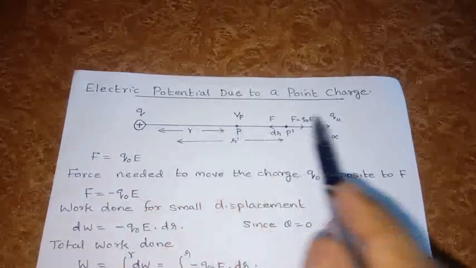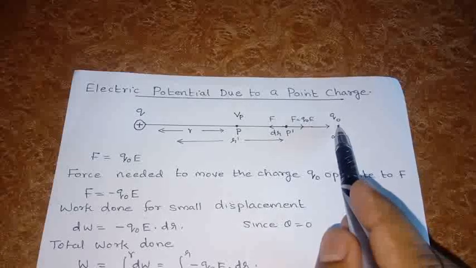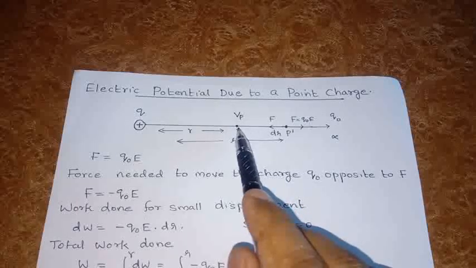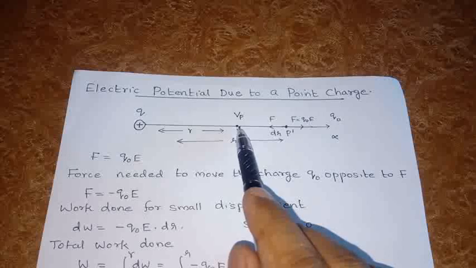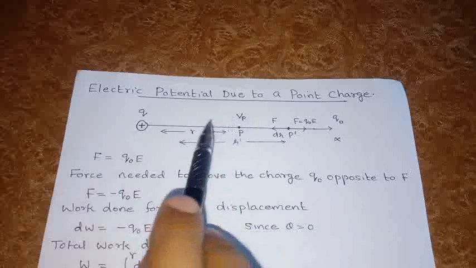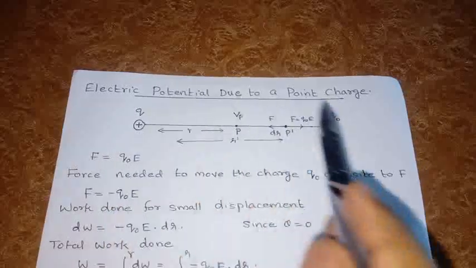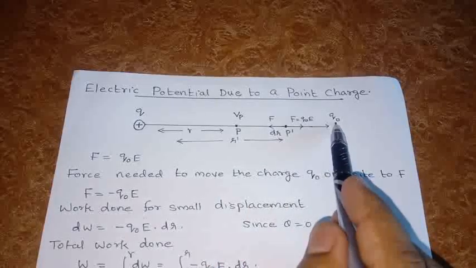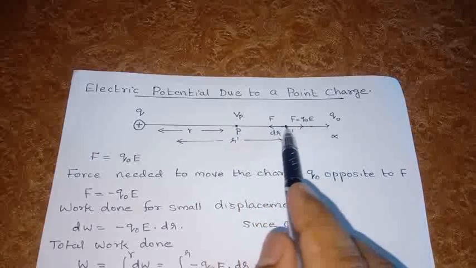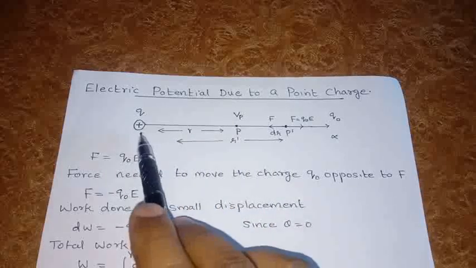By definition, electric potential is the work done to take a unit charge from infinity to this point. Electric potential at any point in an electric field is defined as the work done to take a unit charge from infinity to this point. Consider this point is at a distance r from the source charge, and I am taking a charge q0 from infinity to this point, and imagine p dash is an intermediate point at a distance r dash from the source charge.